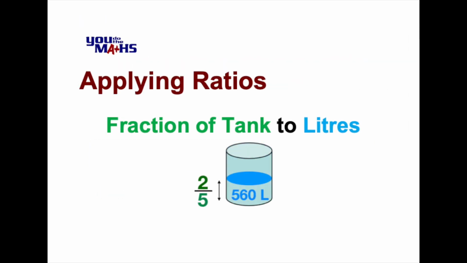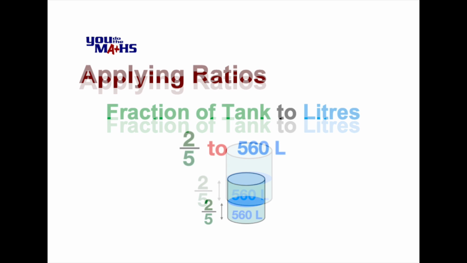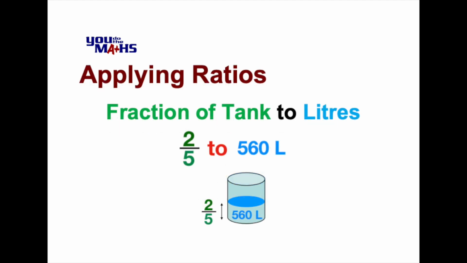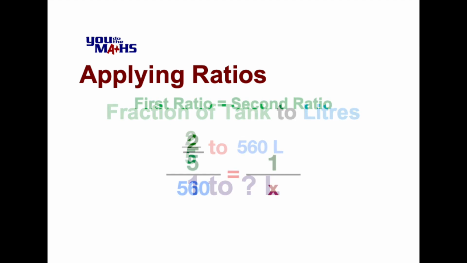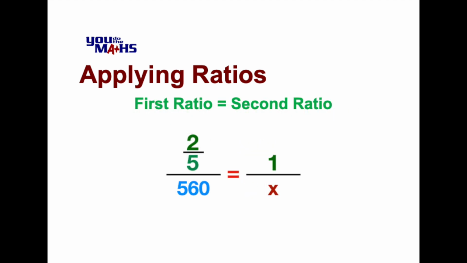So going back to our tank problem, we're comparing two quantities, the fraction of water in the tank and the capacity or the amount of litres in the tank. And what we want to know is, if it's 2/5 full, and that's 560 litres, how much would there be if it was 5/5 full? And instead of saying 5/5, we can just say a whole number of 1. So we can compare the ratios as fractions. So instead of saying 2/5 to 560, we'll say 2/5 over 560, and the equivalent ratio that we're trying to work out for a full tank is 1 over an amount we don't know. We'll call that x. That'll be our total amount of water that's in the tank.